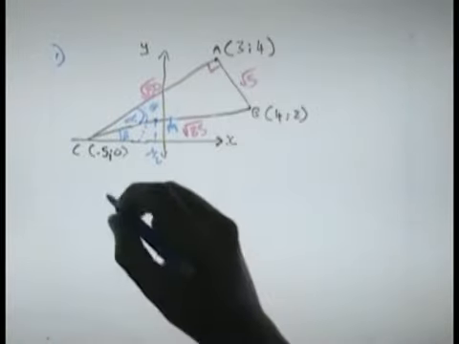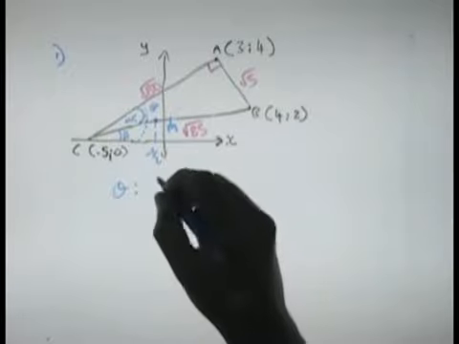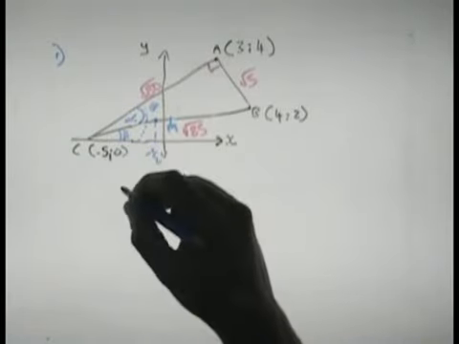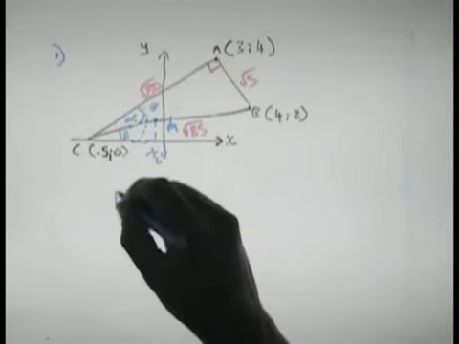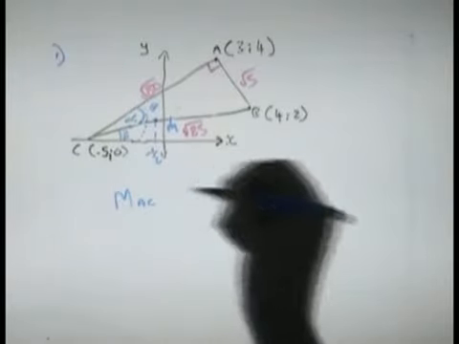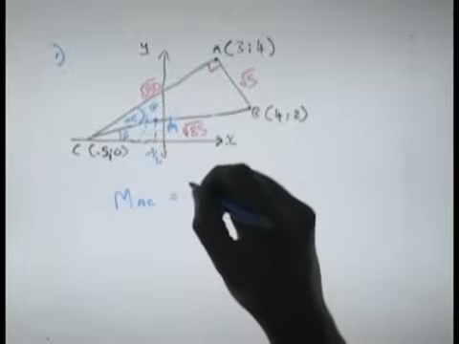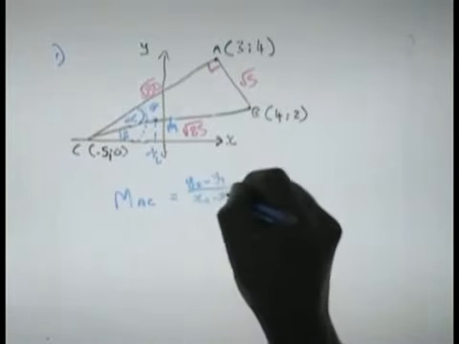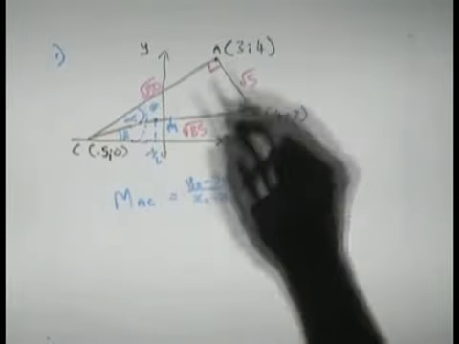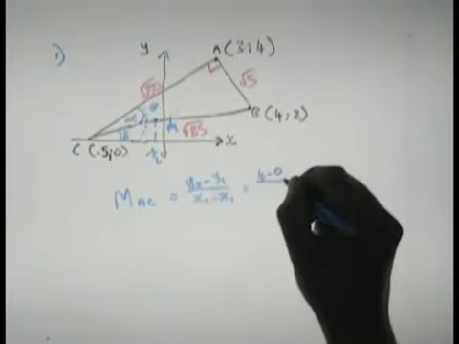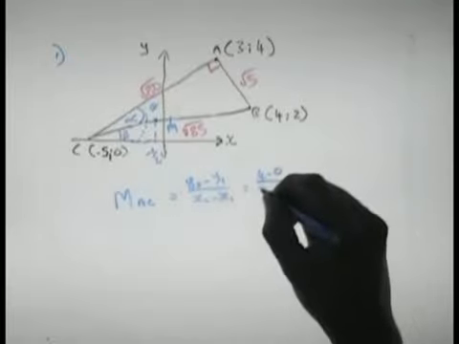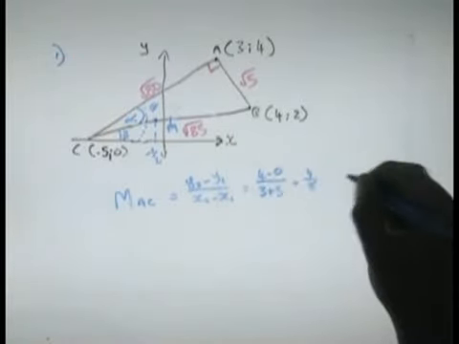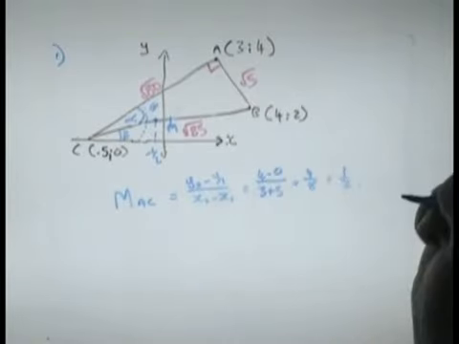Let's start off by calculating theta. Remember, a gradient m is equal to tan theta. So let's start by looking for m of AC. Gradient of AC is y2 minus y1 over x2 minus x1, which is equal to 4 minus 0 over 3 minus minus 5, or 3 plus 5, which is equal to 4 over 8, which is equal to 1 over 2.